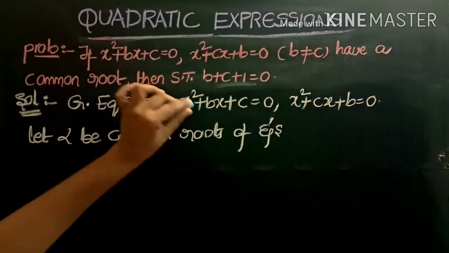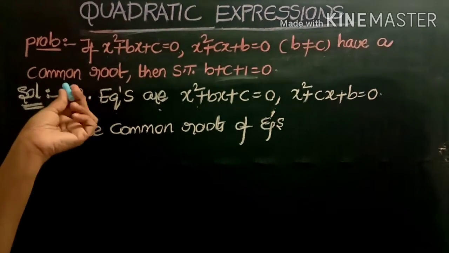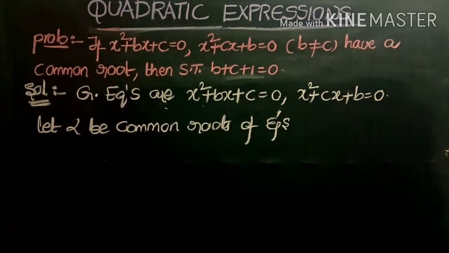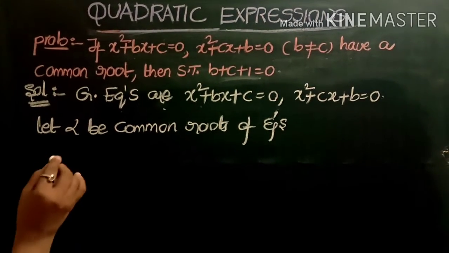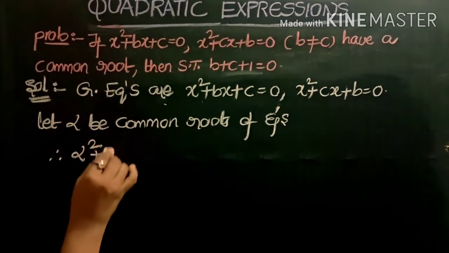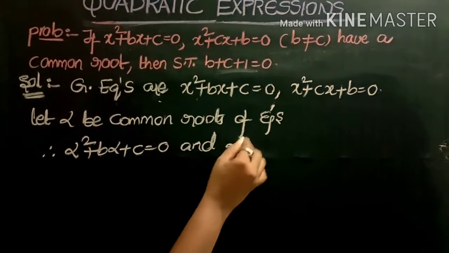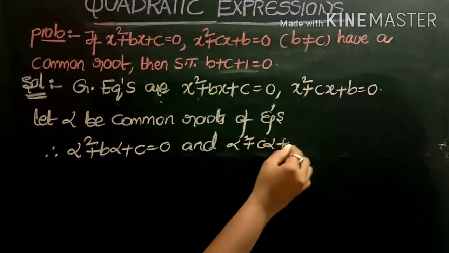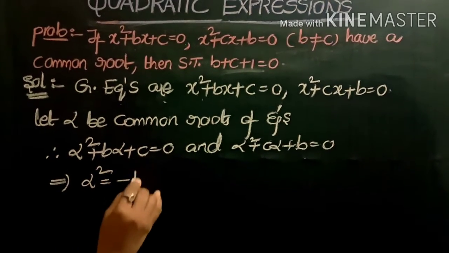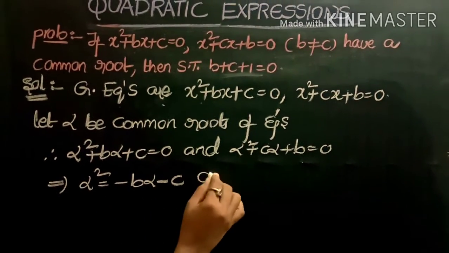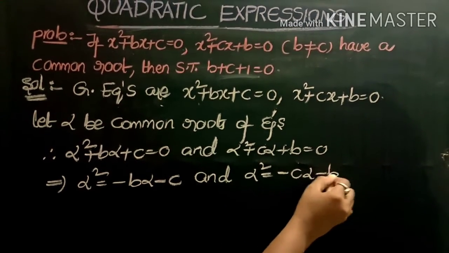Given equations are x square plus bx plus c is equal to 0 and x square plus cx plus b is equal to 0, and given equations have a common root. So alpha will be the common root of the given equations. Since it is the root of the equation, that root satisfies the equation. Therefore, alpha square plus b alpha plus c is equal to 0 and alpha square plus c alpha plus b is equal to 0, which implies the value of alpha square is equal to minus b alpha minus c and the value of alpha square is equal to minus c alpha minus b.